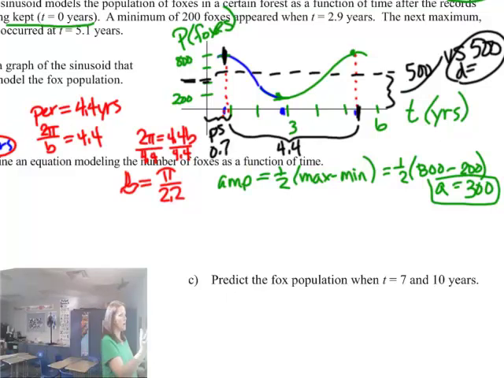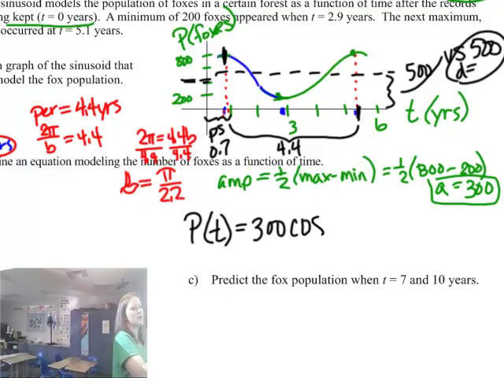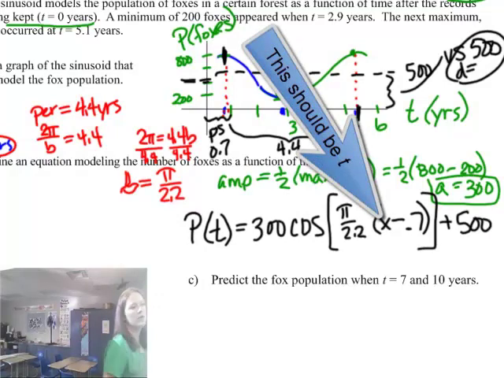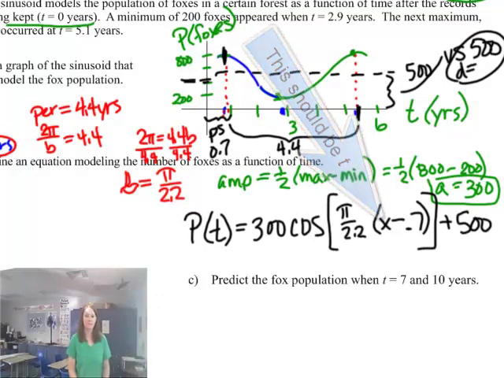We're ready to write a model. Okay, population of foxes as a function of time is going to equal our amplitude, which is 300. We've got a cosine curve. Okay, we've got a B value of pi over 2.2. We've got a phase shift of 0.7 to the right, and plus 500 for our vertical shift. Alrighty.